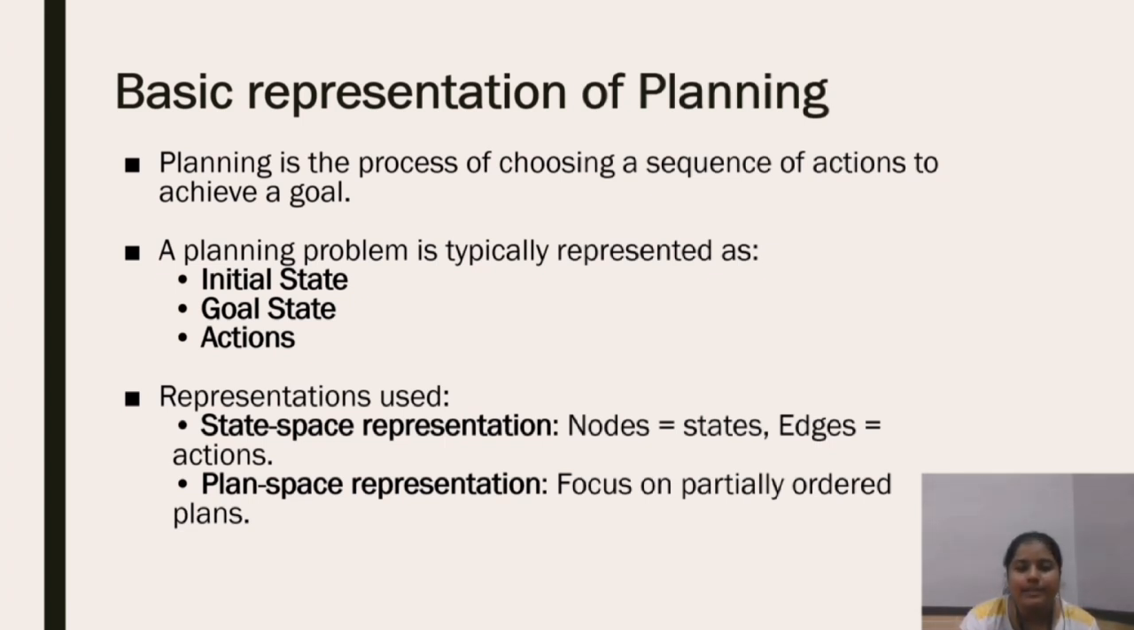A planning problem is typically represented as initial state, goal state, and actions. Obviously, there's some starting point, there is some ending point, and there is a sequence of actions that is going to help us achieve the goal state. Then for the representations used, we have state space representation, where the nodes are the states and edges are the actions. It is nothing but a graph representation. And then we have plan space representation. It focuses on partially ordered plans.